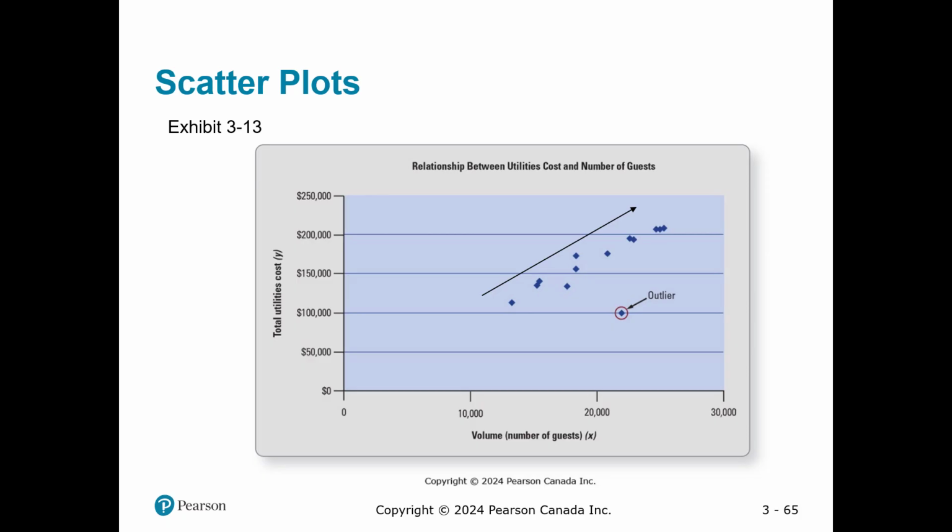So this is a scatter plot. We've taken the historical data and we've just plotted it on a graph. And we can see there's a strong relationship between total utility costs. So total utility costs over here, there's a strong relationship between the total utility cost and the number of guests. And how do we know that? Because we can see that all these dots are grouped very close together and they all seem to be moving in the same direction. So we can see that as the number of guests increase, going up here, we can see that the total cost increases and there's a strong relationship.